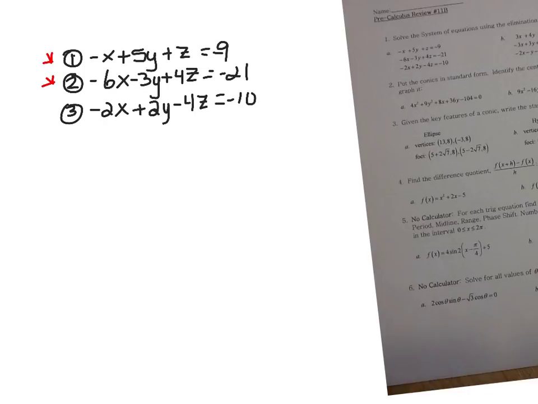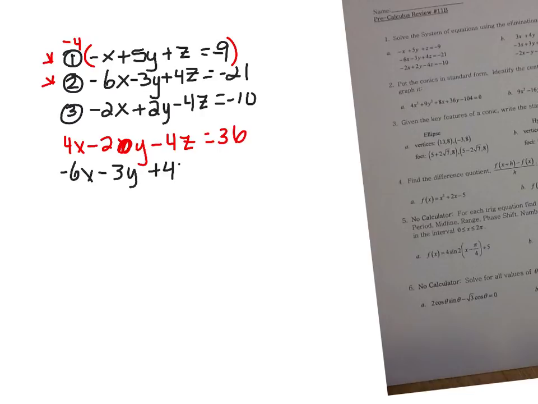So for number 1, I'm going to have to multiply the first one by 4. So I get, sorry, it has to be negative 4. So I get negative z. So it's going to be 4x minus 20y, so 20y minus 4z equals positive 36. And I'm going to keep the bottom equation the same, which is negative 6x minus 3y plus 4z is equal to negative 21. All right, so now I'm going to add them together.